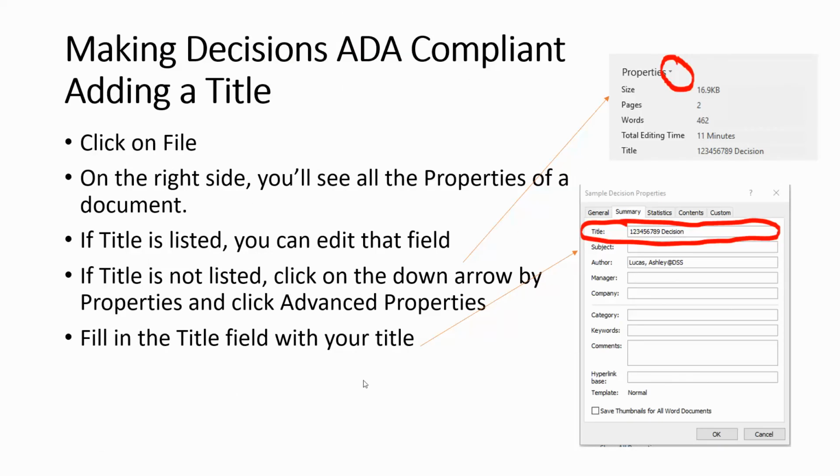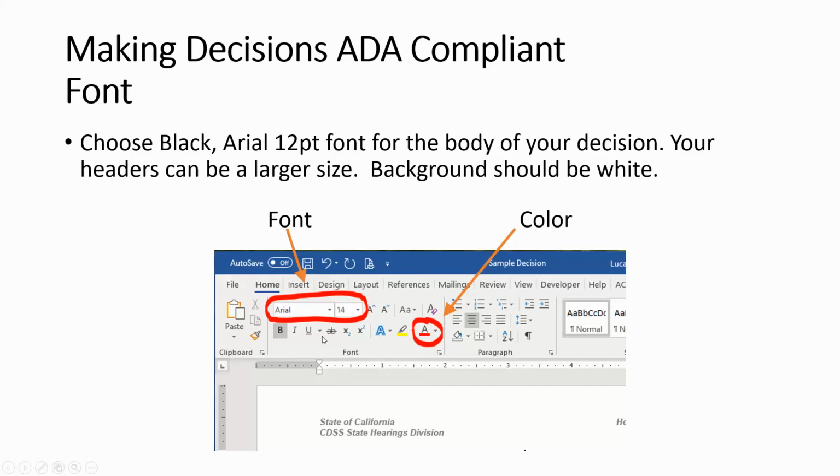So in case you can't remember, this slide will help you figure that out, the properties, and then that box that pops up. And then the next thing is the font. In case you don't know how to change the font, it's found in the upper left hand corner of Word. You can find the name of the font here and then the size. And to change the color, if you ever needed to do that, I don't think you would have to, it's this icon right here.